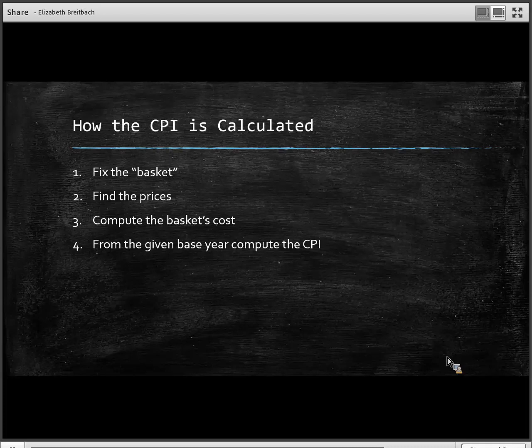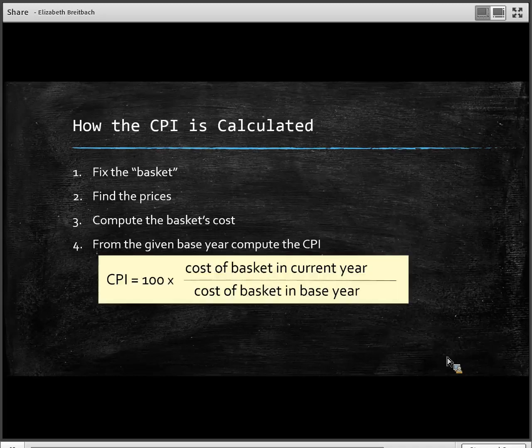Now they're going to compare the cost of the basket in today's terms to the cost of a basket in a given base year. I always have to give you the base year, but this is going to allow us to compute a consumer price index. And the important thing to note here is that we do have an index. This number isn't going to be a percentage. It's not going to be a dollar amount. The dollar amounts are the cost of the basket in the current year divided by the cost of the basket in the base year. What this then gives us is an index number, a number that's going to be relative to something like 100.